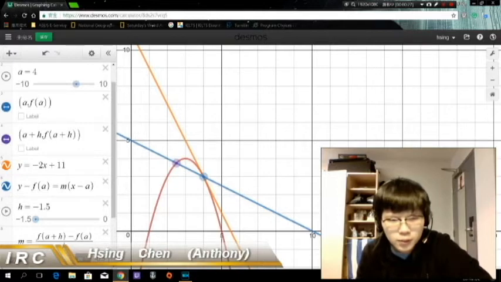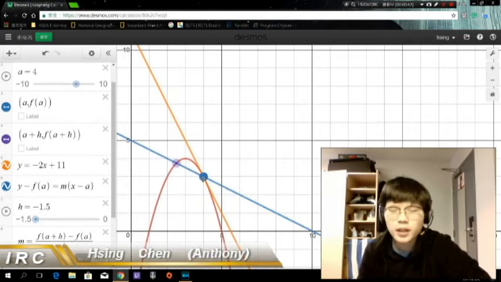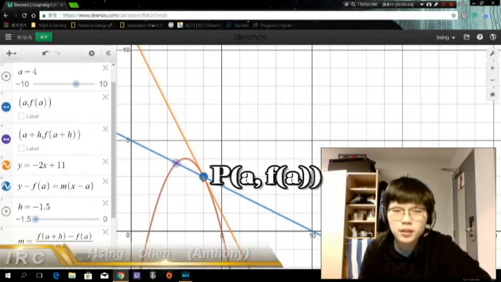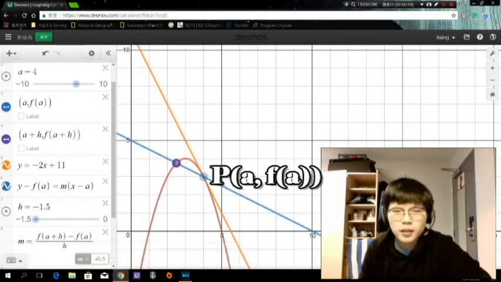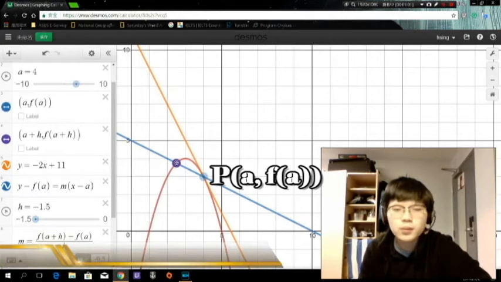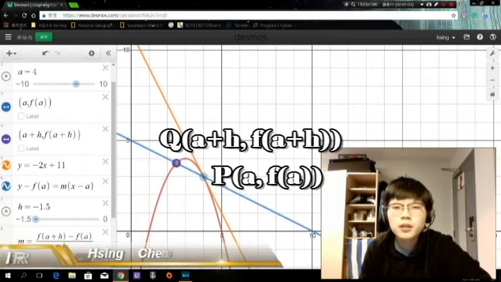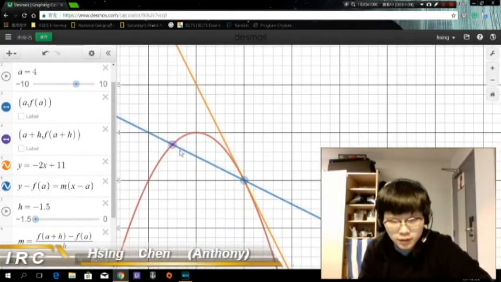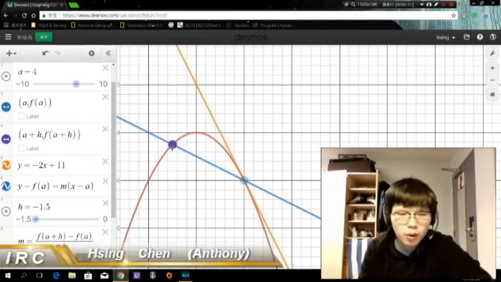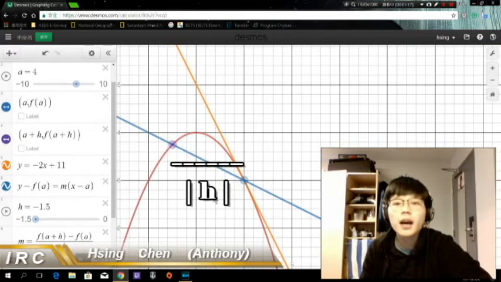First of all, as you see, I can name point P as (a, f(a)) and point Q as (a plus h, f(a plus h)). Now we can see that the distance between point P and point Q is the absolute value of h.